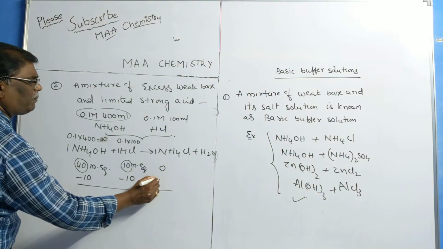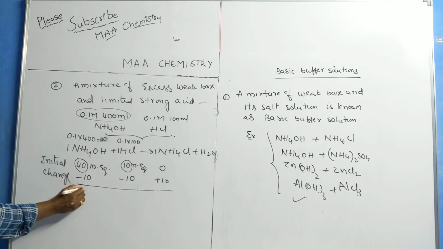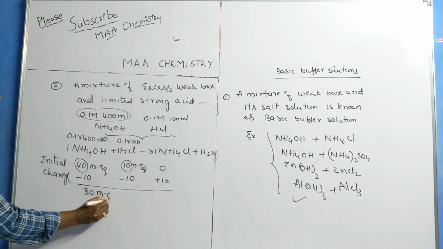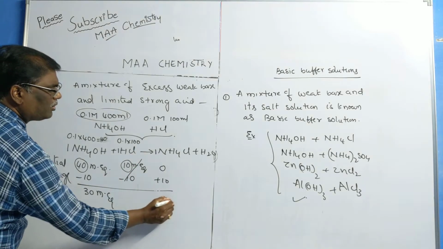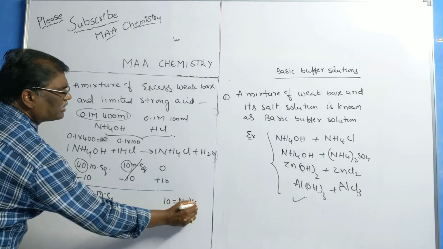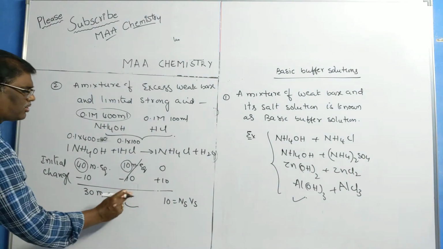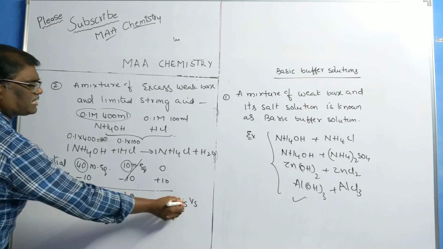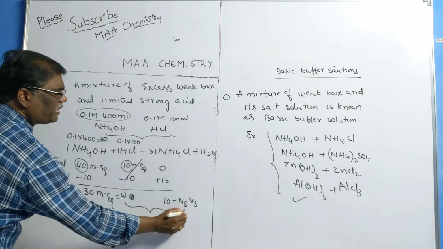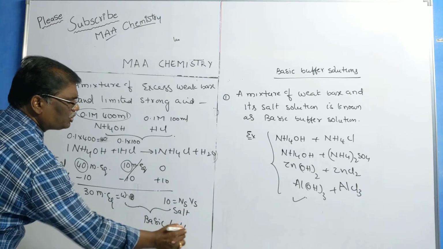Now here is 0 plus 10. These are the initial strength. This is the change in strength. So left is 30 milli equivalent weights of base. And here the strong acid is neutralized completely. We are getting the salt. So finally we have weak base and its salt solution. Weak base and its salt solution is called basic buffer solution.